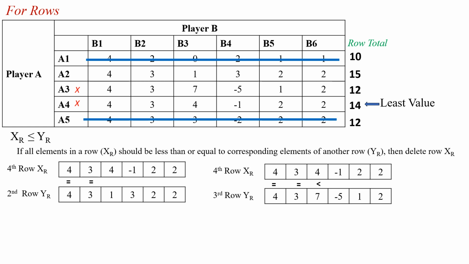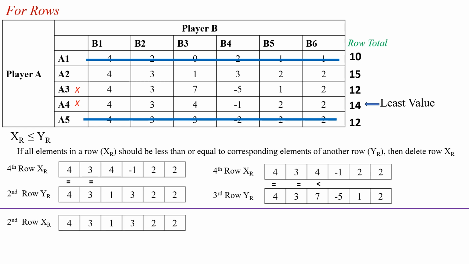Next, apply the dominance rule for the second row and compare the second row elements with the third row and the fourth row. So first we have to compare the second row elements with the third row elements, that is 4 equal to 4, 3 equal to 3, 1 is less than the 7, but 3 is not less than the minus 1, moreover 3 is not equal to the minus 5. So here the dominance rule is not satisfied.